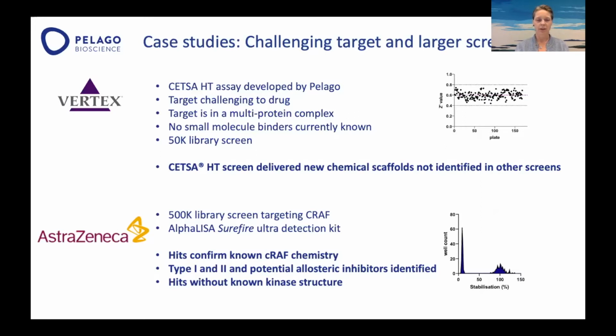Then another case where AstraZeneca screened 500,000 compounds targeting CRAF. The detection method used the alpha-LISA Surefire Ultra Detection Kit that has been validated for CETSA at Pelago. The outcome of that screen was that they confirmed known CRAF chemistry, but they also identified type 1 and type 2 and potential allosteric inhibitors, and also hits without known kinase structure. This really shows the strength and power of the CETSA technology: you can identify different mode-of-action binders in the same screen, and also screen targets that have a history of being undruggable or difficult to screen.